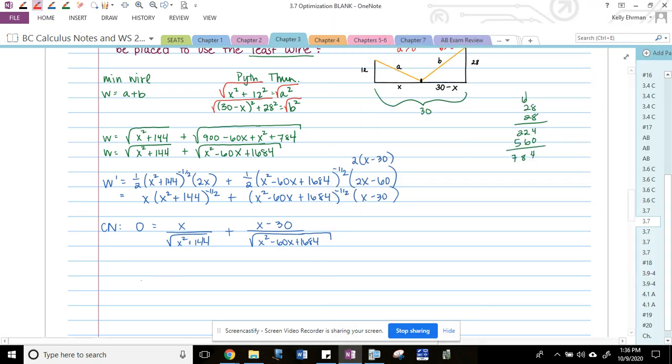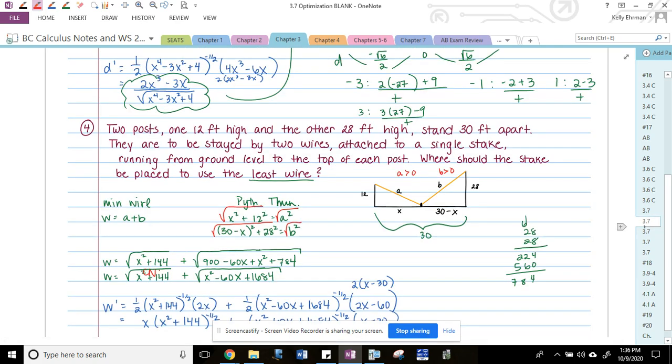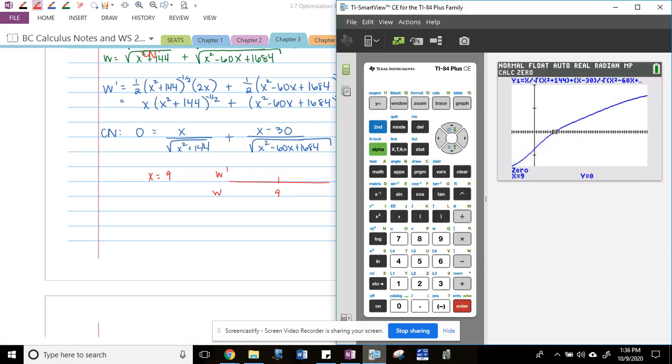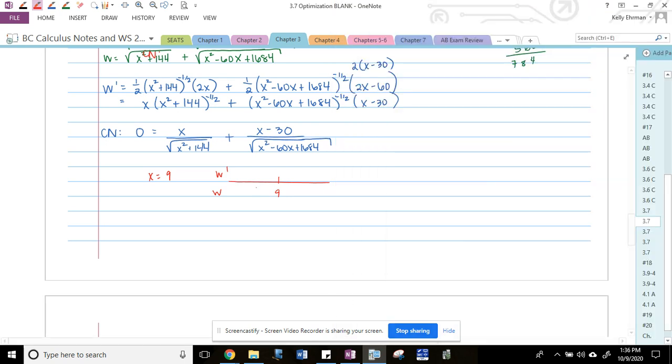So the critical number from the calculator comes out to be x equals 9. And you don't have to test values, because you can see on your graphing calculator, this is the equation for the derivative, right? So you can see the derivative's negative to the left of 9 and positive to the right. That means that the wire length decreases and then increases. And we want to know, trying to minimize the wire.